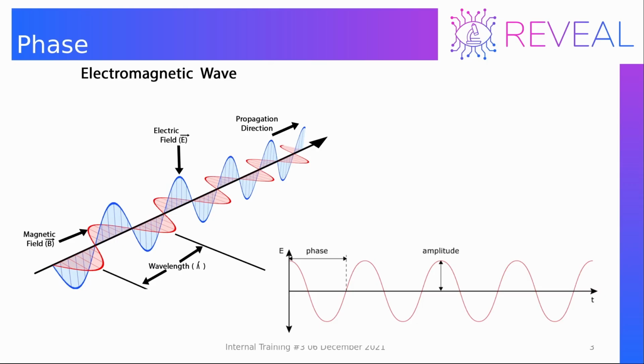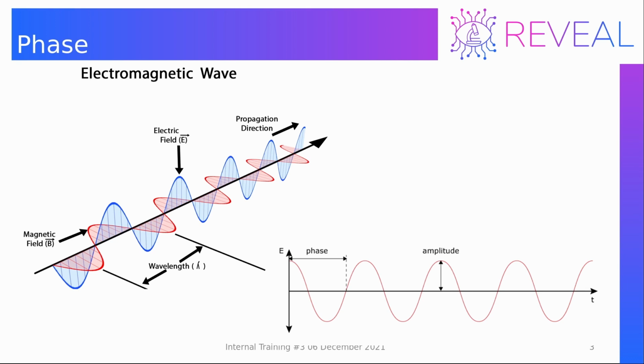So let's start with some basic information. To analyze the biological cells with optical devices, we use light as the carrier of the information. So let's start by explaining what is light and what are the parameters of light.